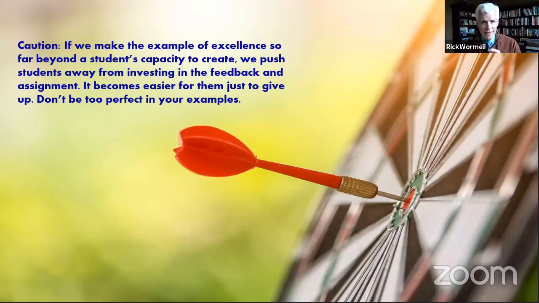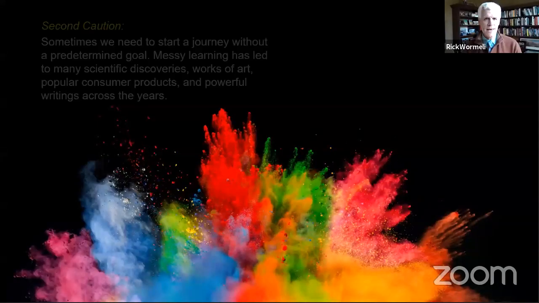Caution, if your examples are too perfect, if they compare their work to perfect examples, kids will give up. So don't be too perfect in what you're doing. You don't want them to give up. It's okay. And you know what? You can sacrifice your own ego for the advancement of your children. So they say, oh, you're a terrible drawer. I know. You made a mistake in the math. Yeah, I'm sure you can do better. That's all right.